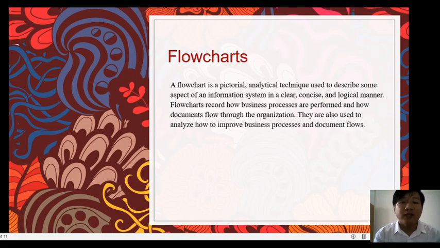Next one, flowchart. A flowchart is a pictorial, analytical technique used to describe some aspect of an information system in a clear, concise, and logical manner. Flowcharts record how business processes are performed and how documents flow through the organization. They are also used to analyze how to improve business processes and document flows.